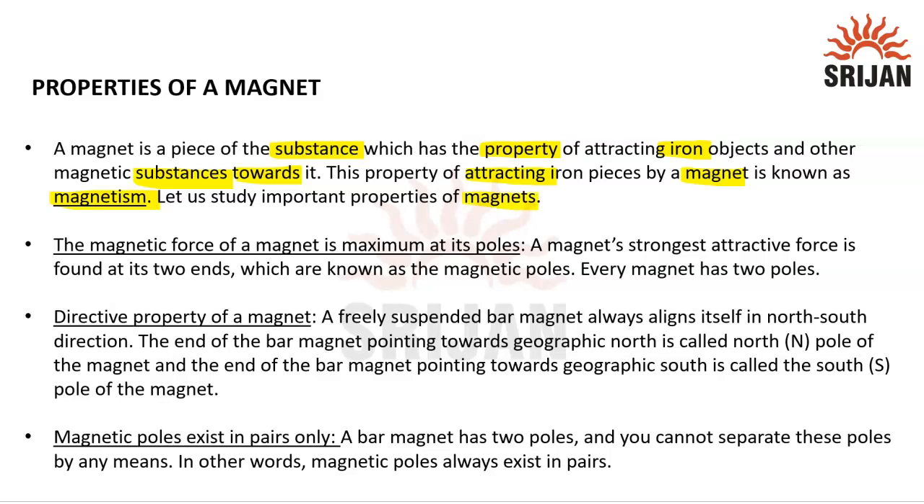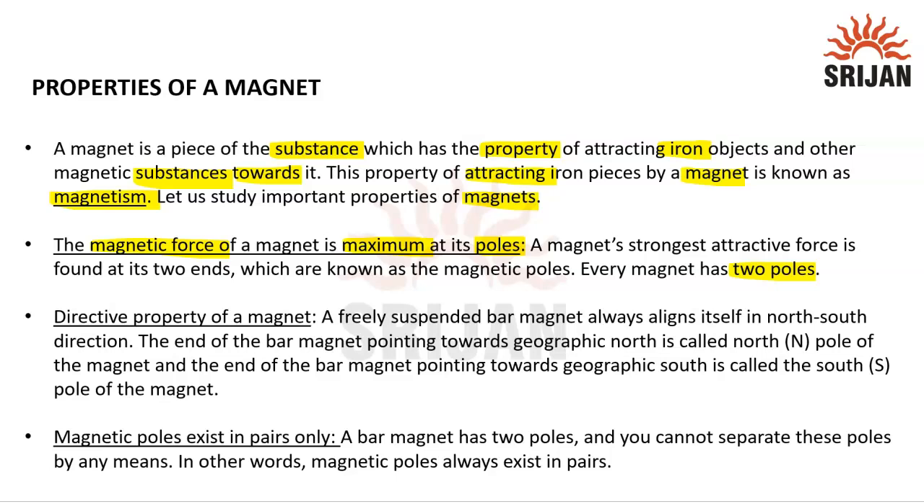The magnetic force of a magnet is maximum at its poles. So first of all, what do we mean by poles? Every magnet has two poles. Suppose here we have a simple bar magnet. It would be something like this. Here we are able to see two ends. One is this end and one is this end. These two ends are simply called its poles. So these are the poles of the magnet.